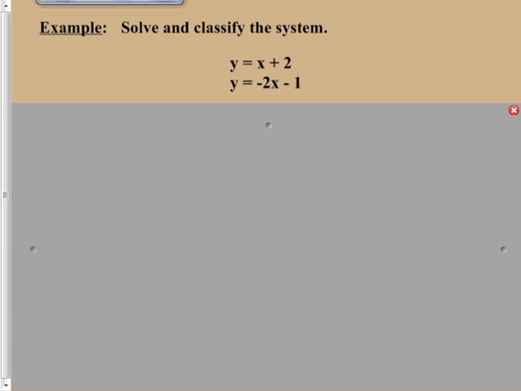Now, as you can imagine, the problems that we're going to be working are not as simple as, look at this system and tell us what categories it fits into. This is going to be an expansion of the skills that we have been working on with the substitution and the elimination methods. At the end of the problem, we will then classify the results according to what our solutions turn out to be. Here we're looking at a system. We're told to solve and classify. So we have 2 equations, y equals x plus 2 and y equals negative 2x minus 1.